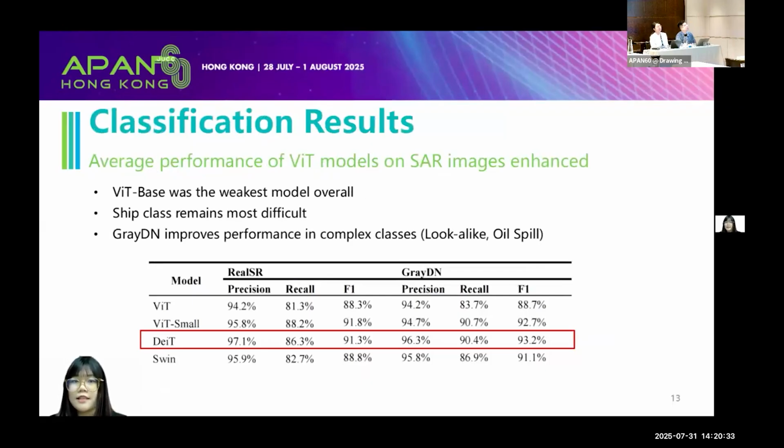And about the classification result, we test each enhancement method across all transformer models. The best result is from gradient plus DeiT-based, achieving an average F1 score of 93.2%. The ViT-based model consistently gives the lowest score across both enhancement types. Ship class was the most difficult, but gradient improved performance even in that category.